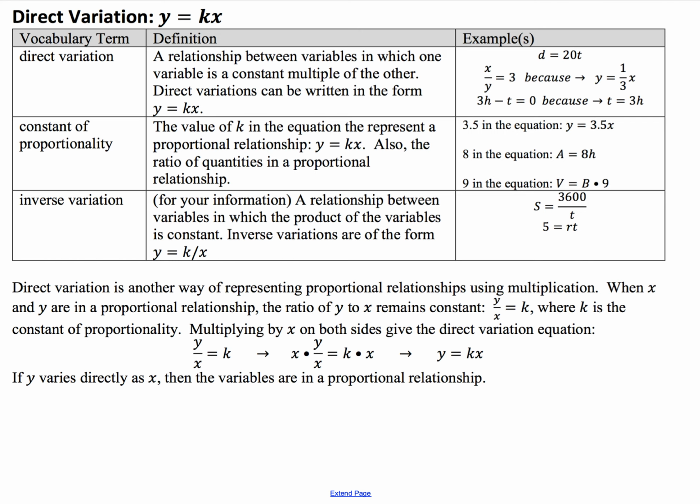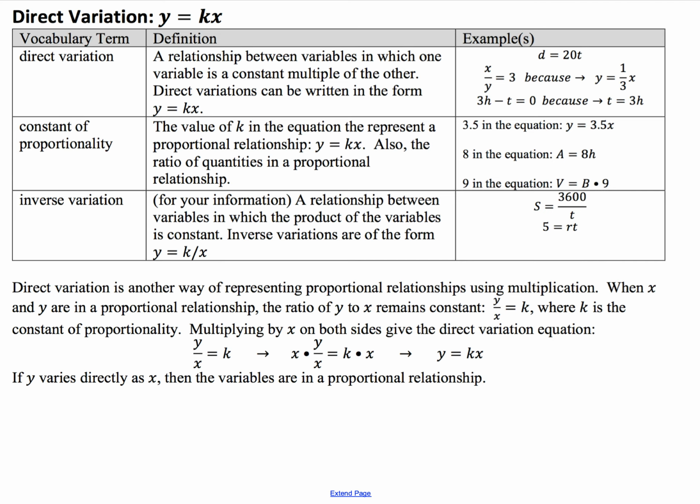Direct variation: a relationship between variables in which one variable is a constant multiple of the other. Direct variation equations, or direct variations, can be written in the form y equals kx. For example, d equals 20t. D is always 20 times as big as t. x over y equals 3. X is always 3 times bigger than y, because y equals 1/3 of x, so y is 1/3 the size of x. t equals 3h, because t will equal 3h. T is always 3 times bigger than h.